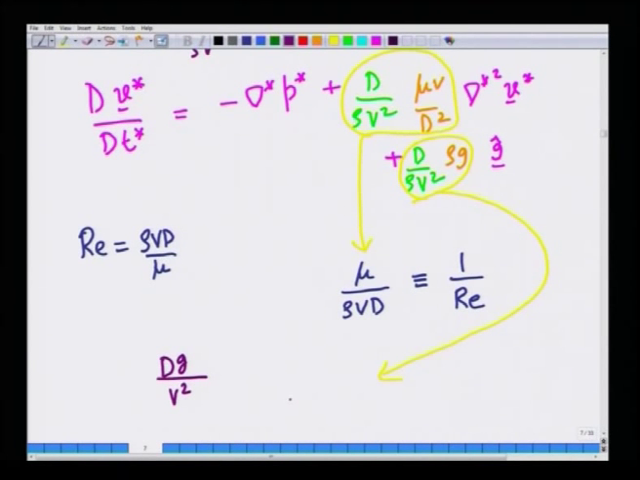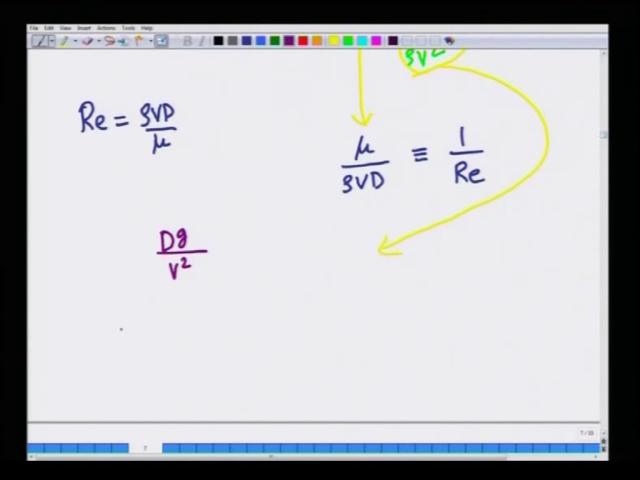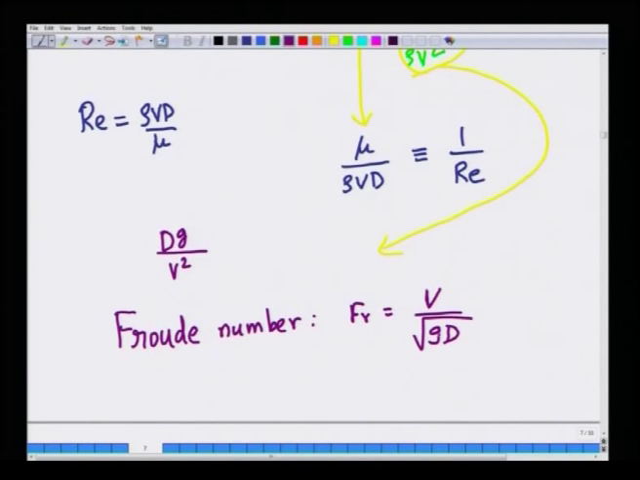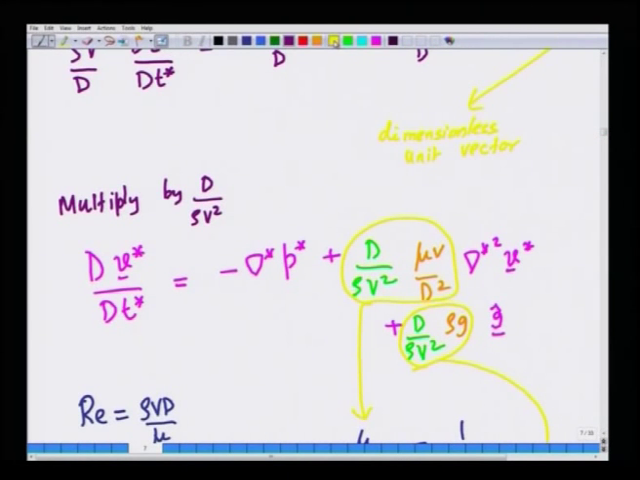That is the other group that comes about, but traditionally a Froude number is defined as Fr is v by square root of g d. So, what you have is 1 over Froude number squared. If you look at this equation, all these terms are non-dimensional, and these two groups that multiply the viscous term and the gravity term are also non-dimensional. One is the Reynolds number, the other is related to the Froude number.